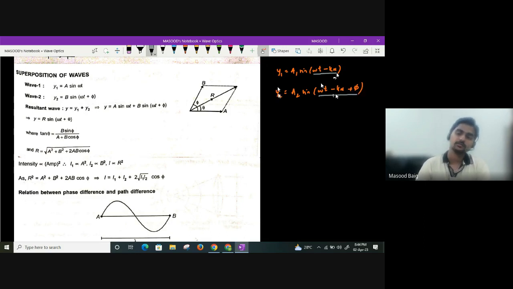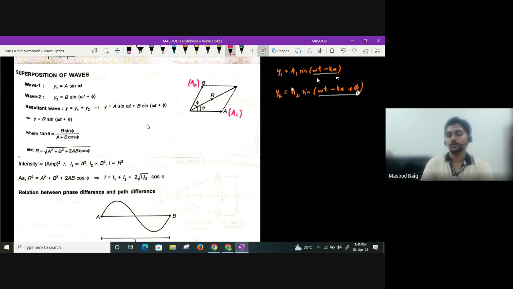Because they are varying with time, a time varying alternating quantity or time varying periodic quantity can be represented by a phasor. So the initial phase of y1 is 0. That is the reason I can represent y1 as a phasor, one vector directed along the x-axis. y2 has an initial phase of phi, guys. Imagine phi is positive, so y2 has more phase. So I can represent the phasor of y2, which is leading the phasor of y1 by an angle phi, guys. So here you can take one side as a1, the other as a2.